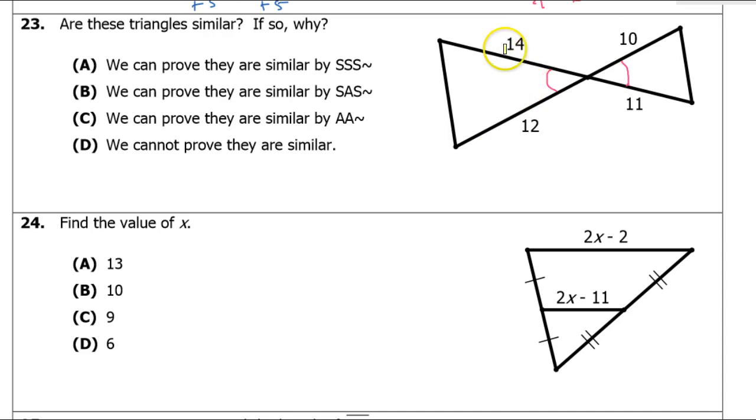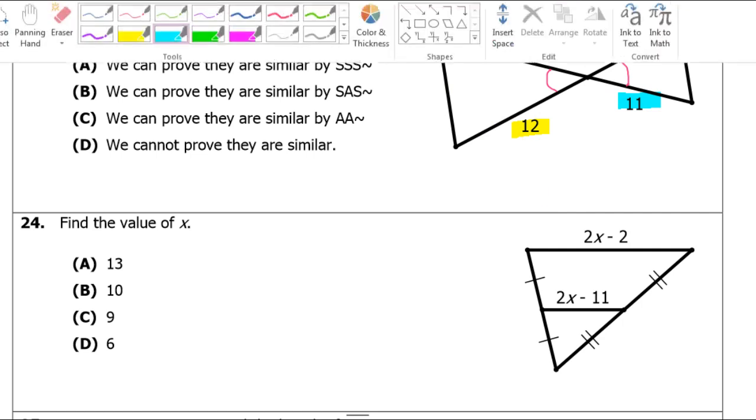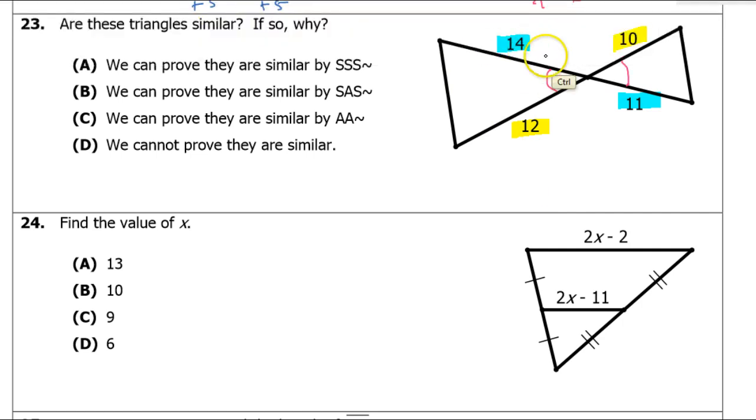To decide which sides are corresponding, look at the 12 and the 14. Which is smaller? The 12. Look at the 10 and the 11. Which is smaller? The 10. That means the 10 and the 12 are corresponding sides. Now, that means the 14 and the 11 are corresponding sides. So let's set up some fractions and see if they are the same. Okay, if we do the yellows, I'm going to do small over big. So that would be 10 over 12.